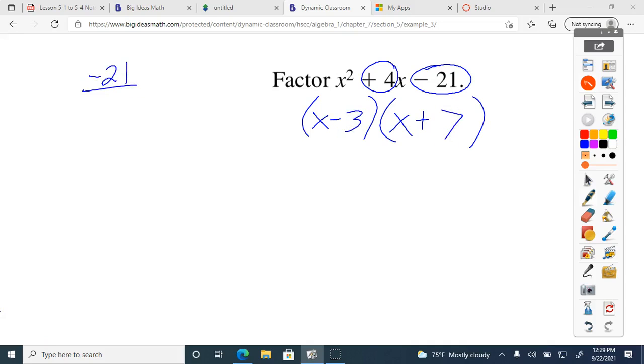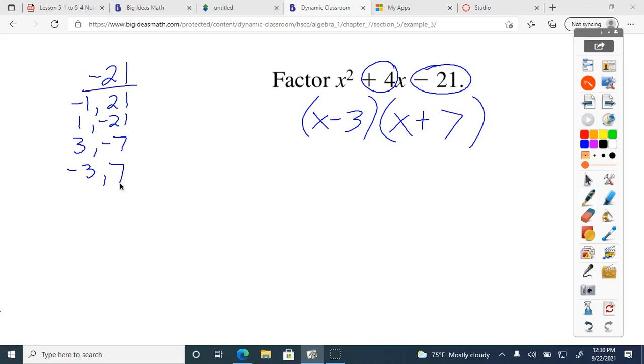But again, if I didn't know that, if I have a hard time thinking about it, I'm going to write all the factors of negative 21. So that could be negative 1 and 21, or it could be positive 1 and negative 21. Or I can have 3 and negative 7, or I can have negative 3 and positive 7. Those are the only choices I have to choose from.